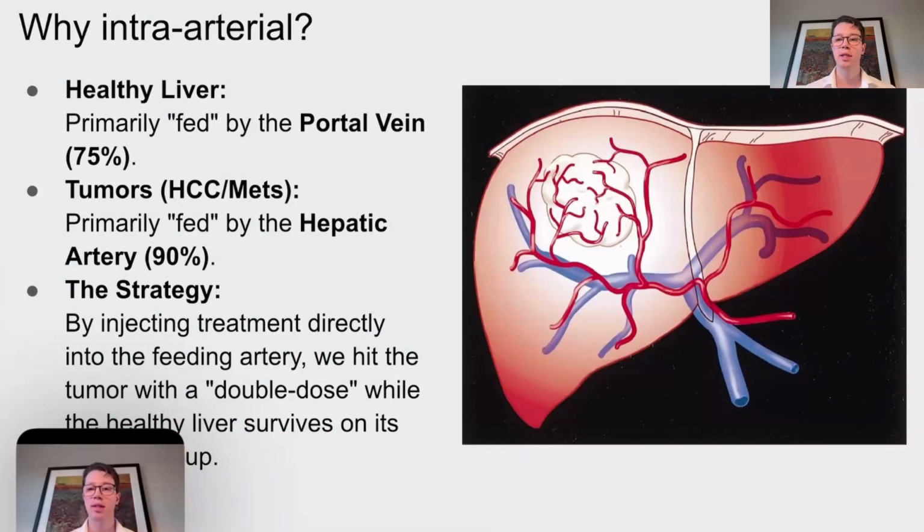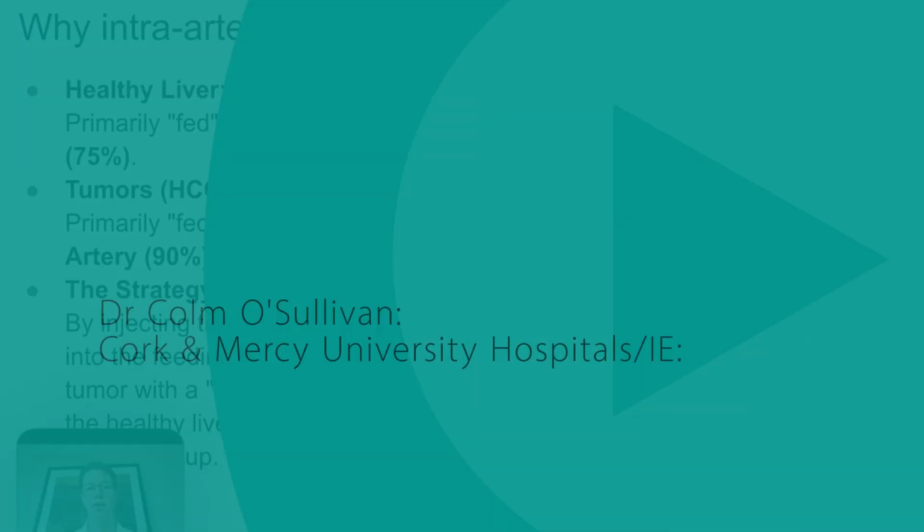The secret to these therapies lies in the blood supply. A healthy liver is dual supplied, getting 75% of its blood from the portal vein and 25% from the hepatic artery. However, hepatocellular carcinomas are vascular hijackers, deriving 90% of their supply from the hepatic artery. By placing a catheter directly into that artery, we deliver a targeted strike right to the tumor's doorstep while sparing the healthy liver.